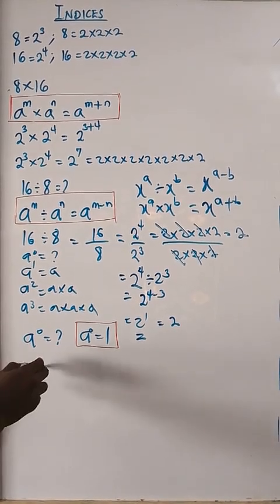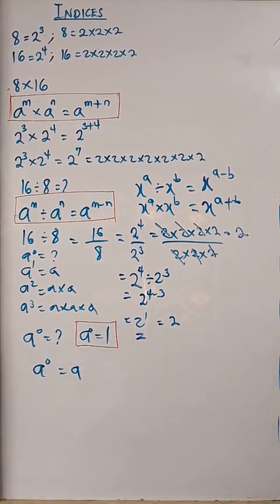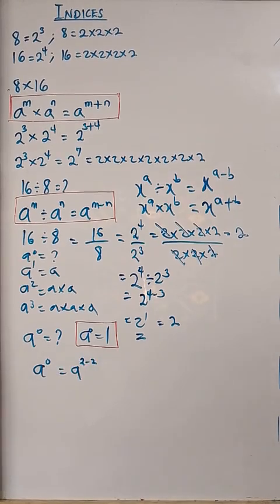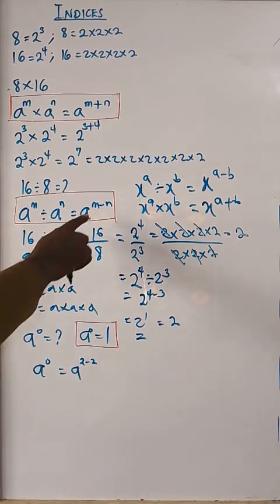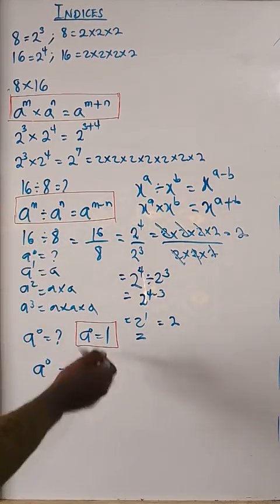Now, let's do something very quick. A raised to power 0. I can write that 0 as 1 minus 1 or 2 minus 2. Let me write it as 2 minus 2. 2 minus 2 is still 0. Now, if I come to this law, if we can move from the left hand side to the right hand side, we can move from the right to the left. So I can also write this one moving like this.